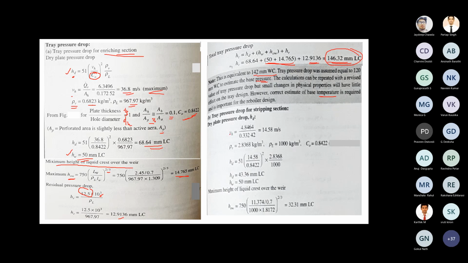Then stripping section, we have to calculate the hole velocity. This is based on your QV, so don't confuse with QL. You have to take QV. So density of vapor, density of liquid, orifice coefficient, HD you calculate, HW we know, HOW you have to calculate for the new value, that is 32.31. Then HR you can take 12.5 mm. So totally it's 138.17 mm, that is approximately 140 mm liquid column. So now we have done these things and we have verified this also.